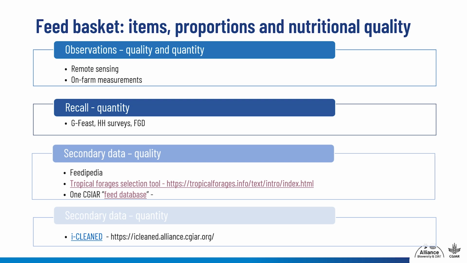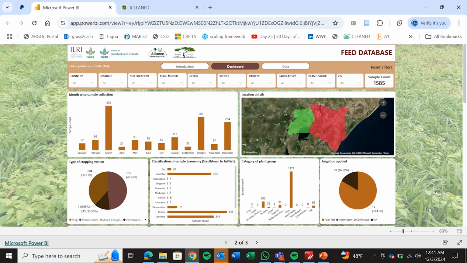Most people probably know Feedipedia or the Tropical Forages Selection Tool and the fact sheets with many different feed crops. But there is also a new endeavor of a few CGIAR research centers that brings together the wealth of data that has been collected over many years, but that is mostly hidden on individual researchers' computers. This database is still under construction, but will eventually be shared online and searchable by users. As you can see here, many different factors are included in the database.